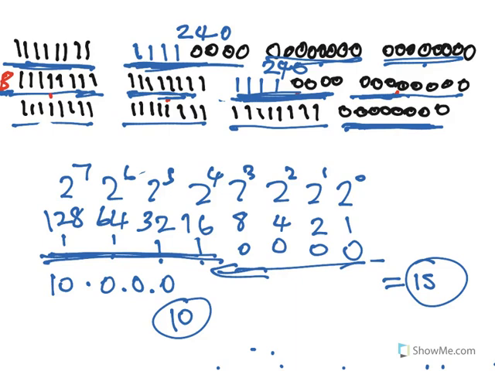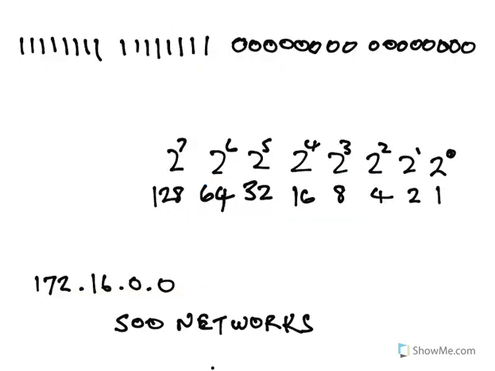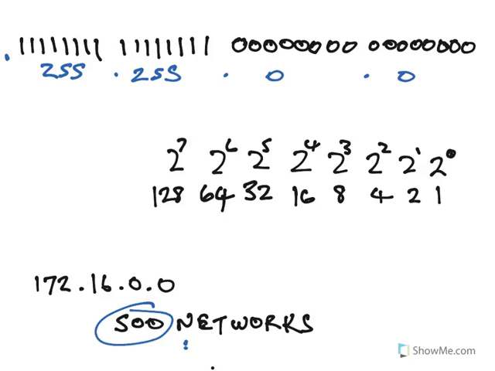But with class B, you've got 2 octets to work with. All right, so let's have a look at an example like that. I've cleaned this up just so it looks a bit easier. Let's have a look at our class B subnet mask, which is by default 255.255.0.0. We want 500 networks, we said.